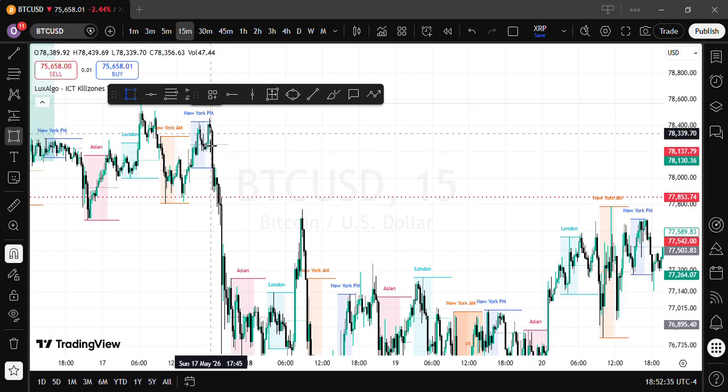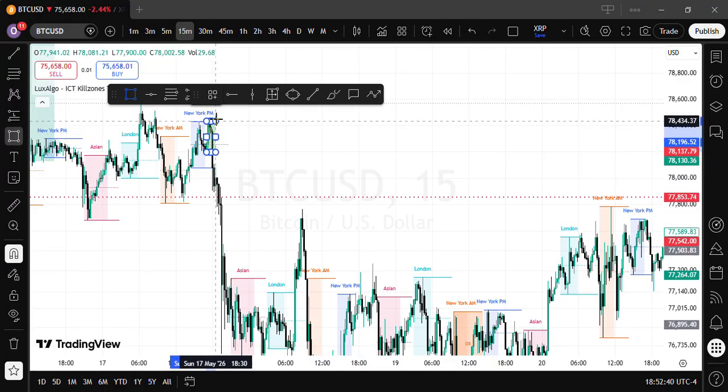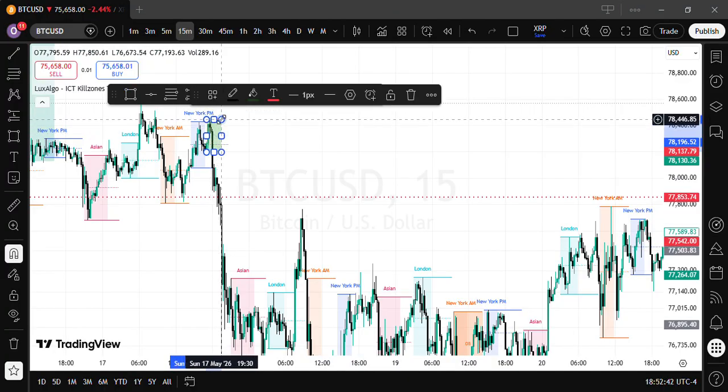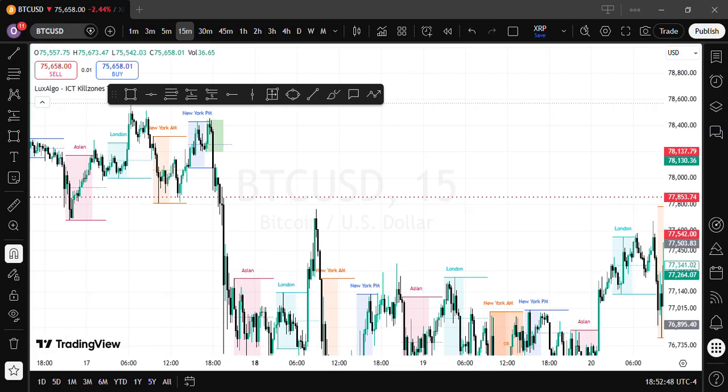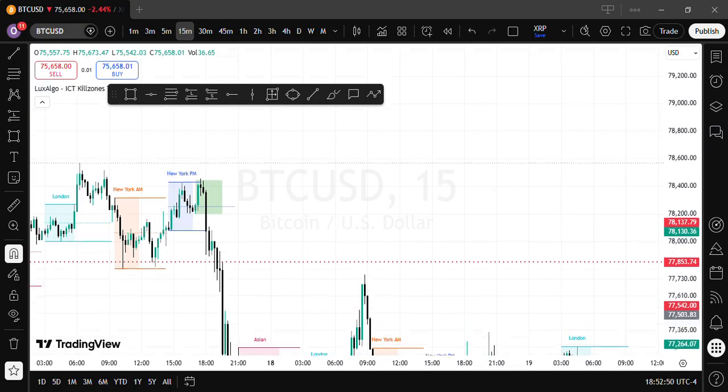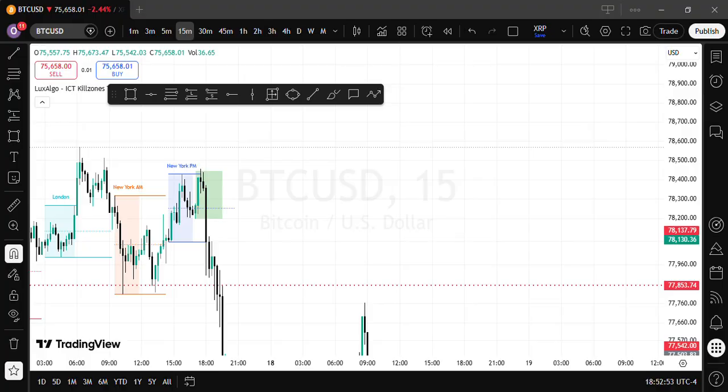Now, some people want to pick the last candle, but this is where the order block is. This full movement up, right? That's the order block, not just the last candle. Now, let me just explain quickly why that is the order block. I didn't use it, but let me just explain why that's an order block.